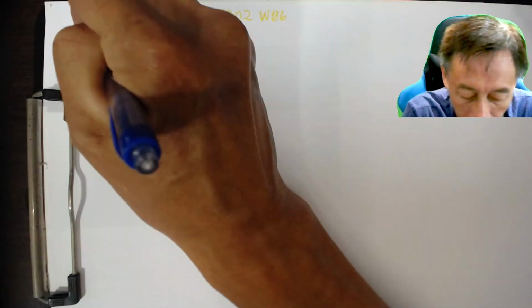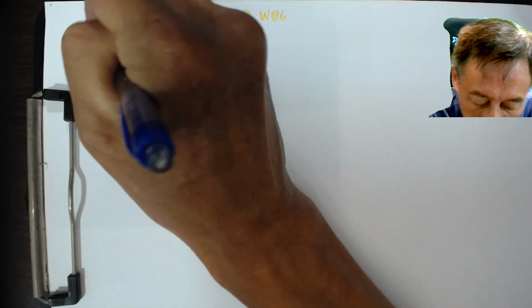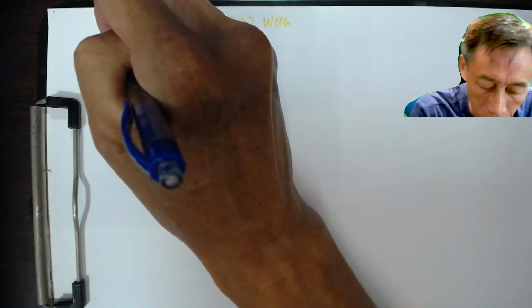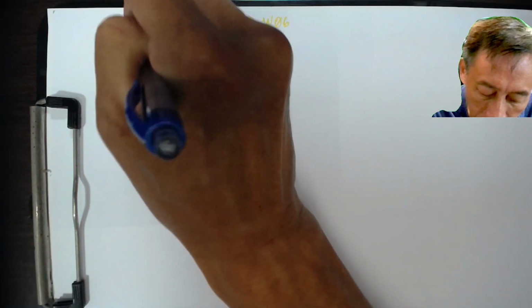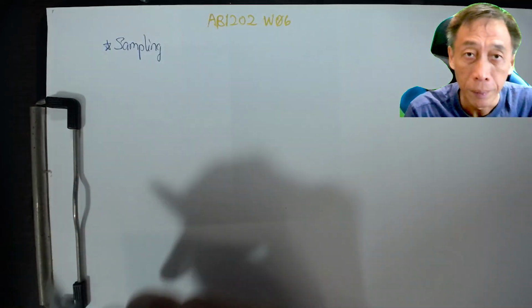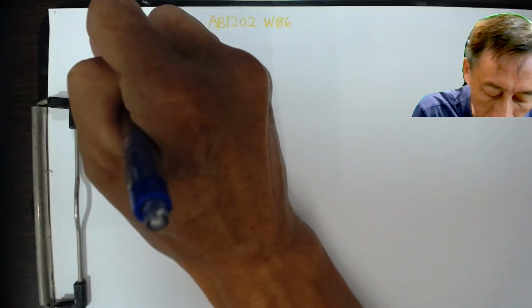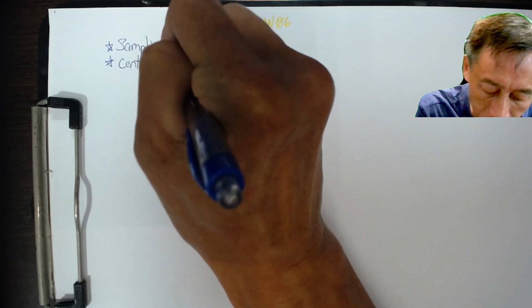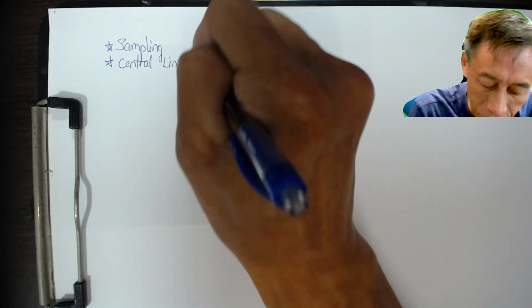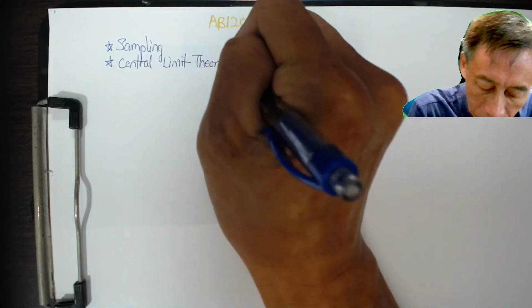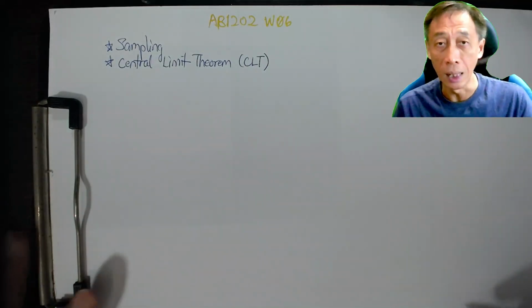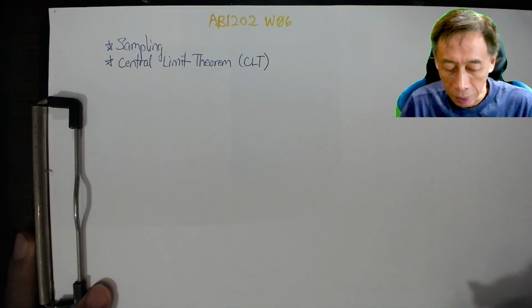Today we have a brief but very important agenda, and that is to talk about the idea of sampling and what is the meaning of central limit theorem. How do we apply it? What is it all about? Right, and you might have seen this acronym CLT before. So let's begin with sampling.